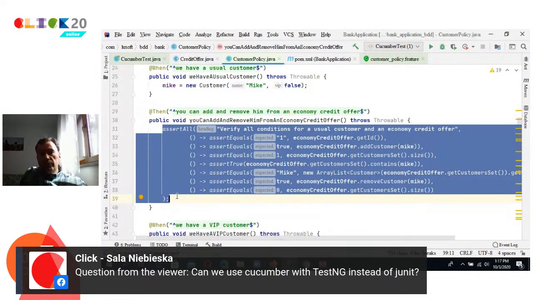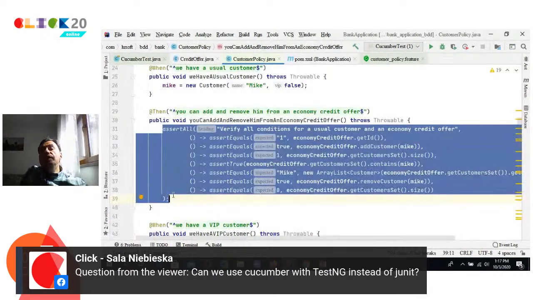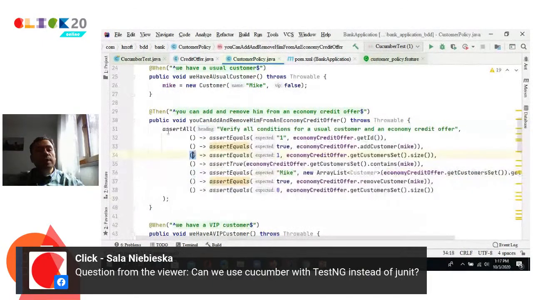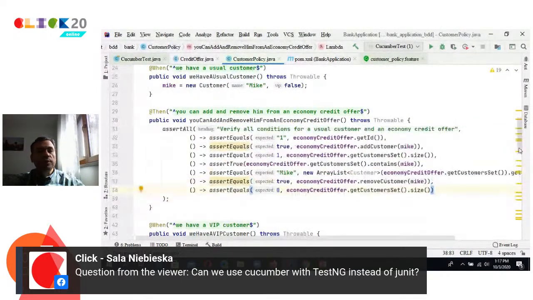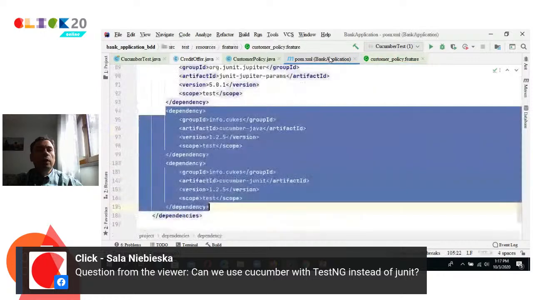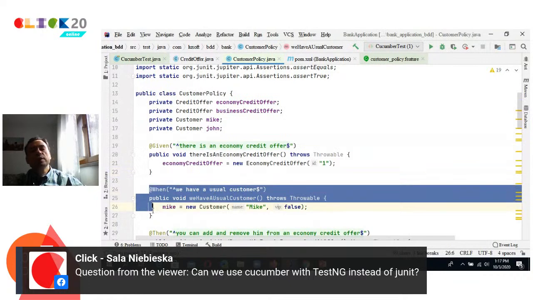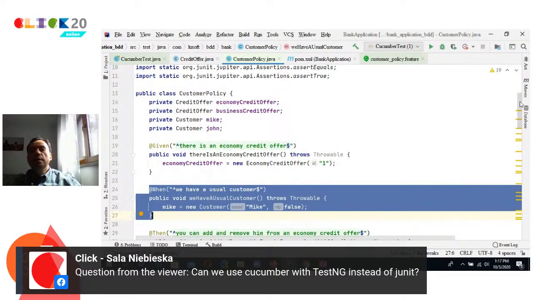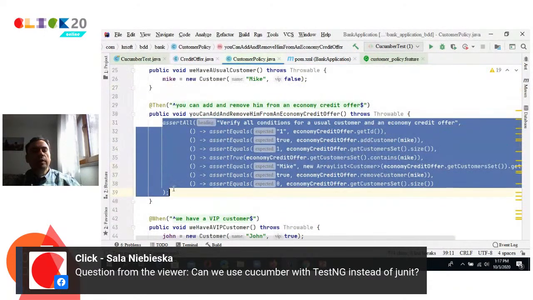Here we have used the JUnit 5 assert methods. Of course, this part will be replaced. If you would like to use TestNG, this part will be replaced with TestNG-specific assert method calls. Of course, you are going to keep the way you are writing the feature file. We are going to keep the way we are writing these methods, and we annotate with this semantical significance, but you are going to replace here the assertions.